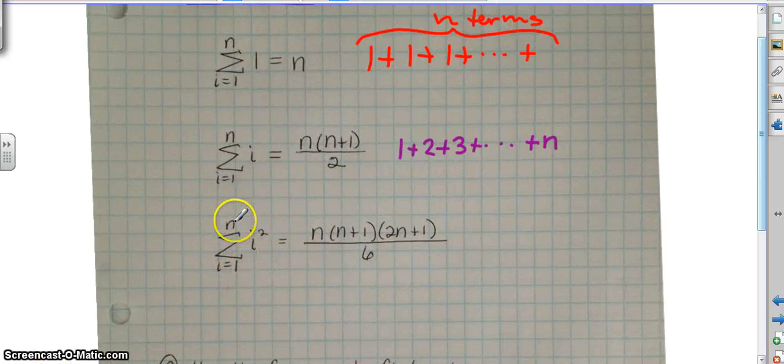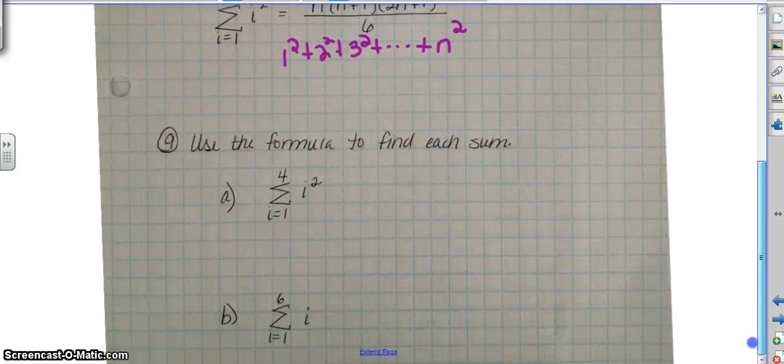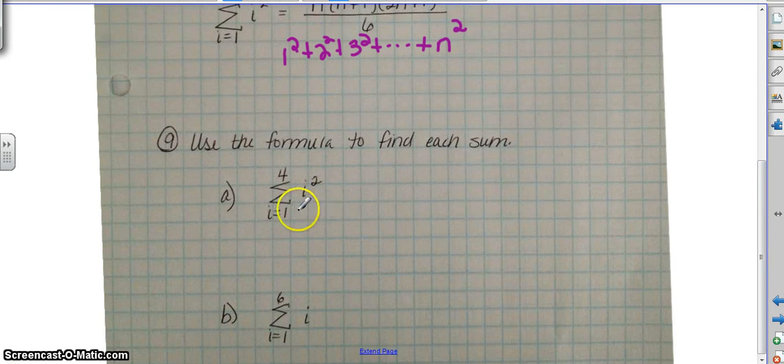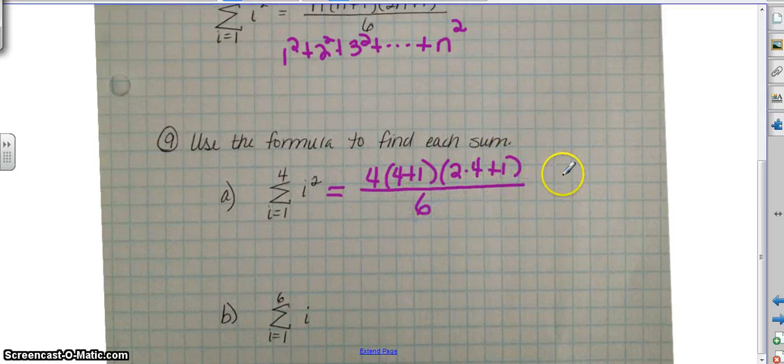The last formula, I'm going from 1 to n, and I'm putting that into i squared. So that's like taking 1 squared plus 2 squared plus 3 squared plus, and continue that pattern until I get to whatever the nth term is. So using these formulas will be a lot easier if n is really high. So let's use one. This time I'm getting i squared, and I'm going from the first to the fourth term. So using the formula, I put in 4 for n, and then 4 plus 1 is my n plus 1, and then 2n plus 1 is 2 times 4 plus 1, and that's all divided by 6. When we calculate this, we get 30.